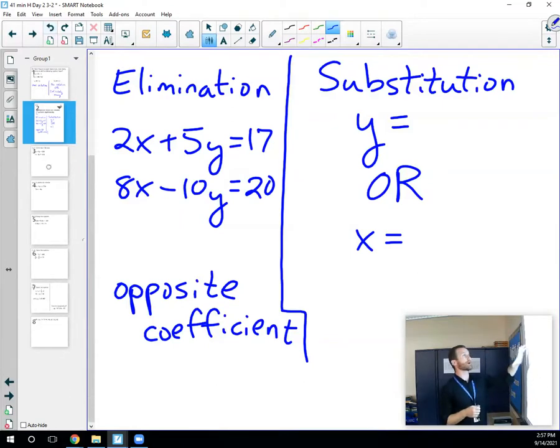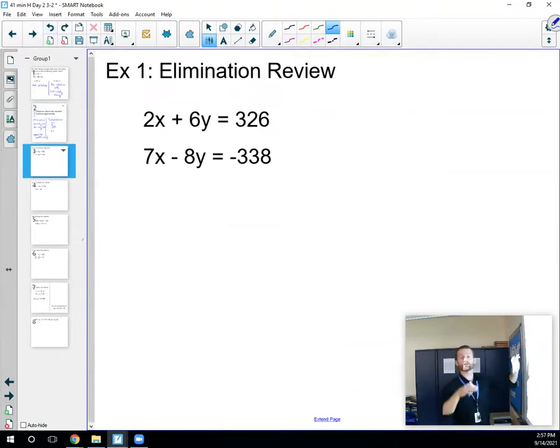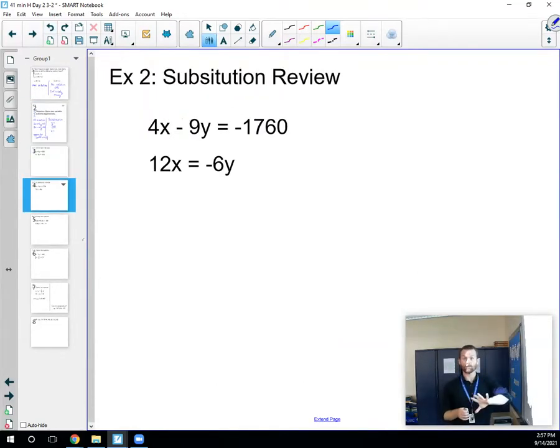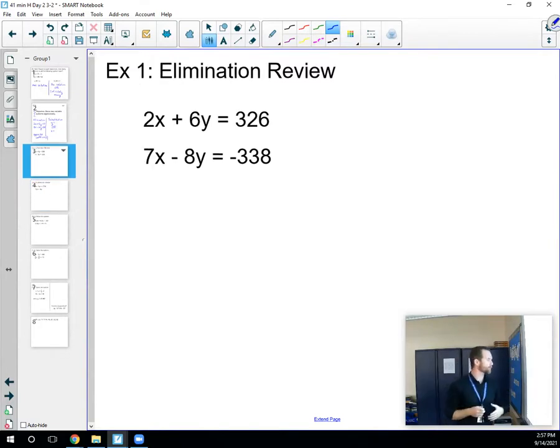So what we're going to do next is practice the elimination strategy, then the substitution method, and then we're going to go through a few of these problems and see how beefy our skills are, see how good we are at this. So first, let's do some elimination review.